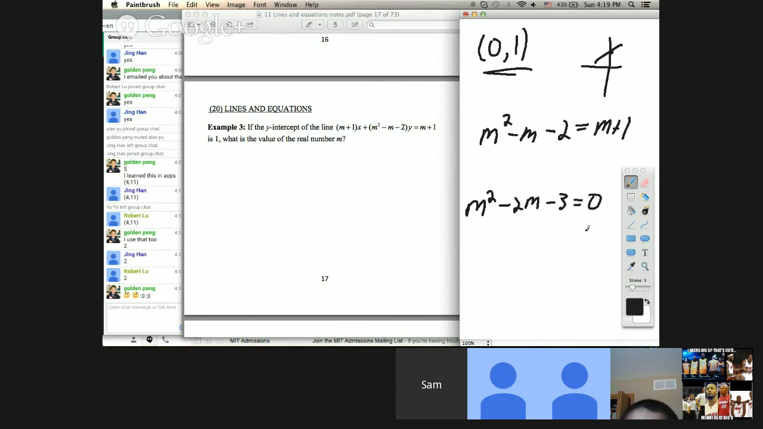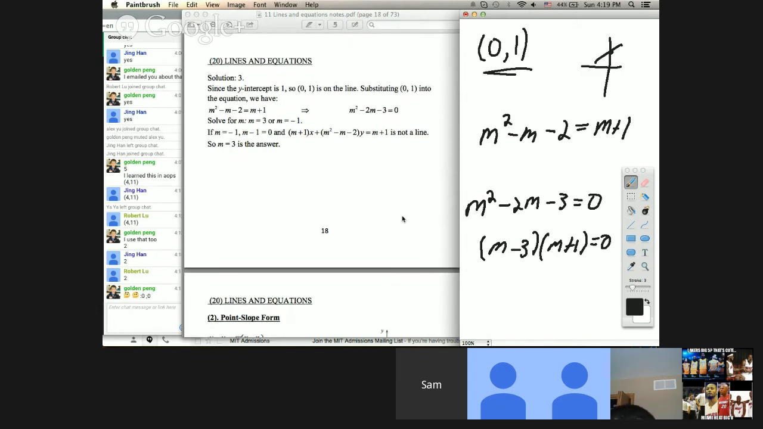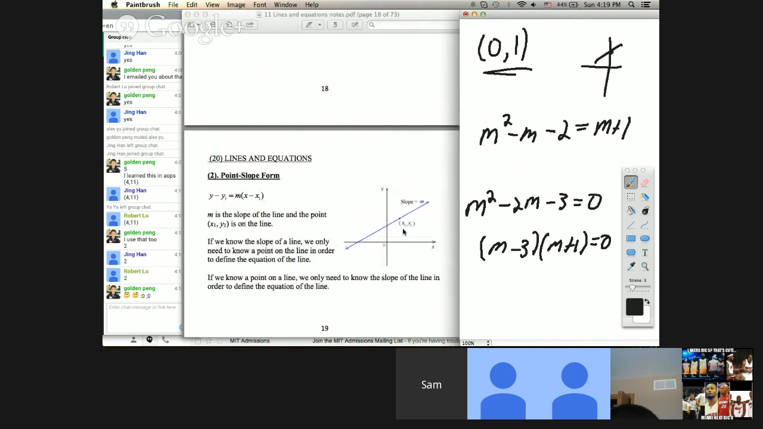And then here you have to solve the quadratic. You can solve the quadratic, but you can also factor it into (m minus 3) times (m plus 1) equals 0. And you get m equals 3 and negative 1. And then apparently negative 1 doesn't work, so m equals 3 is the answer. That one's a little bit harder.